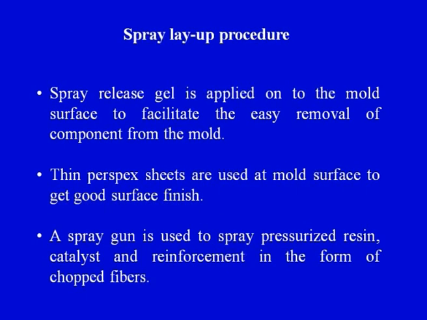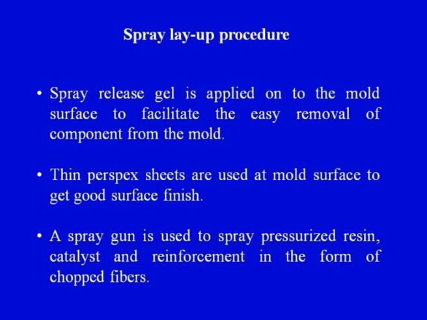The spray layup procedure, how is it done? The spray release gel is applied onto the mold surface to facilitate the easy removal of the component from the mold. It is the same as in the case of the hand layup process. Thin plastic sheets are used at mold surfaces to get a good surface finish. A spray gun is used to spray the pressurized resin, catalyst, and reinforcement in the form of chopped fibers. So, this is the difference between the hand layup process and the spray layup.